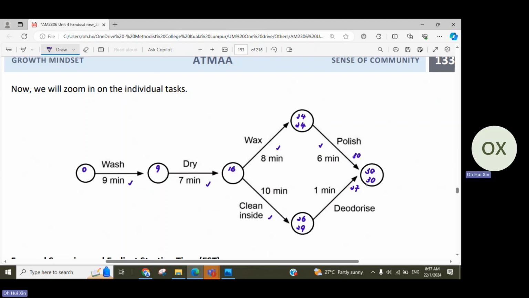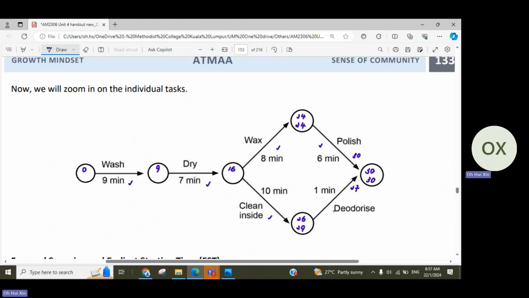If I'm looking at the latest times now, I will assume that I start deodorize at the latest time, then what is the latest time that I can start cleaning inside? So that's the idea: I won't be looking at EST anymore. When I do LST, I only look at the numbers at the bottom.